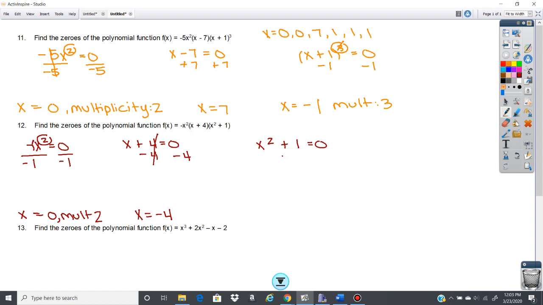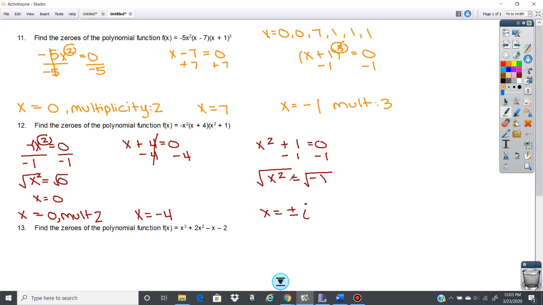And then here, you're going to subtract a 1, and you're going to get x squared equals negative 1. Then you're going to take the square root, and you're going to get x equals plus or minus the square root of negative 1, which is i. Notice here I didn't take the square root, and the reason why is because the square root of 0 is 0. So that's why I skipped that part there.